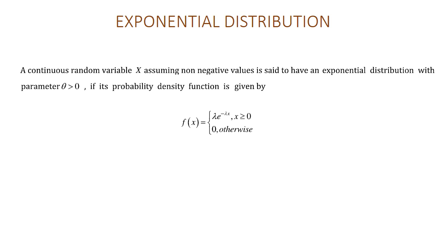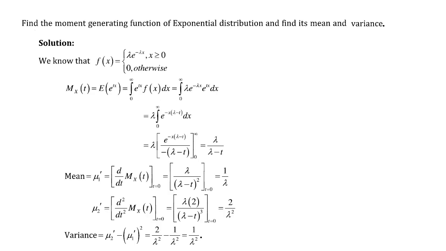Exponential distribution. A continuous random variable x assuming non-negative values is said to have an exponential distribution with parameter lambda greater than 0 if its probability density function is given by f of x is equal to lambda e to the power of minus lambda x for x greater than 0, and 0 otherwise. Find the moment generating function of the exponential distribution and find its mean and variance.